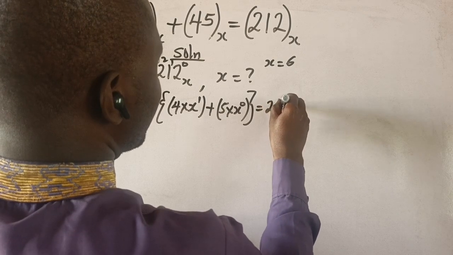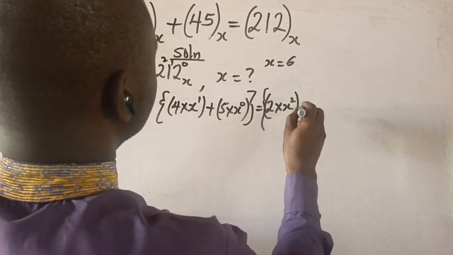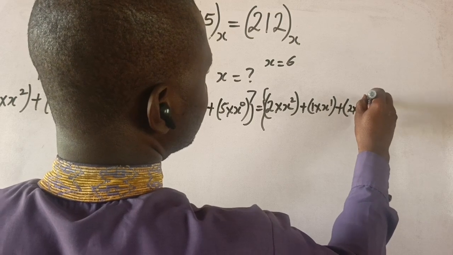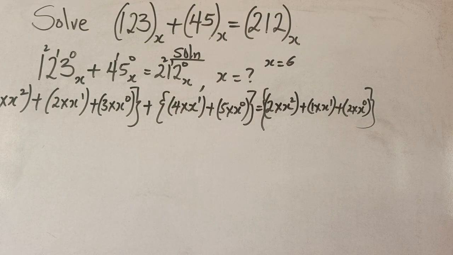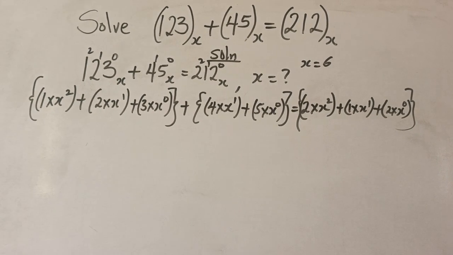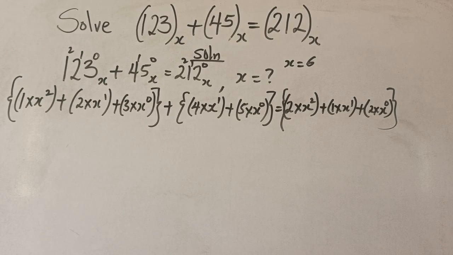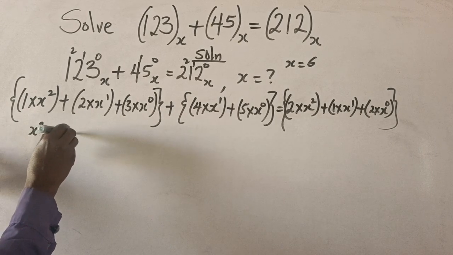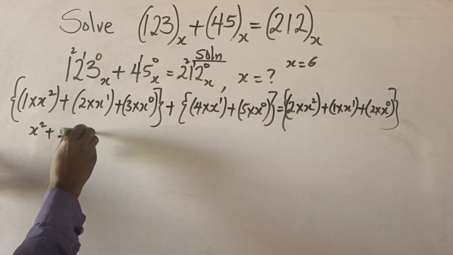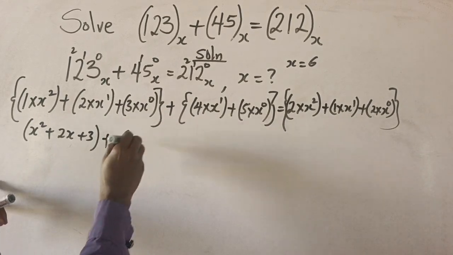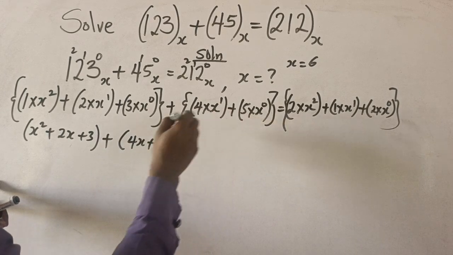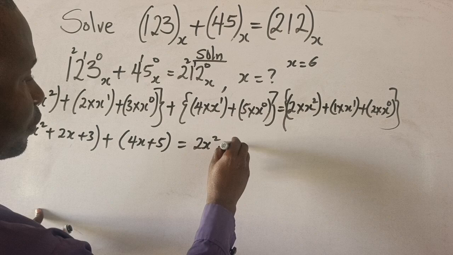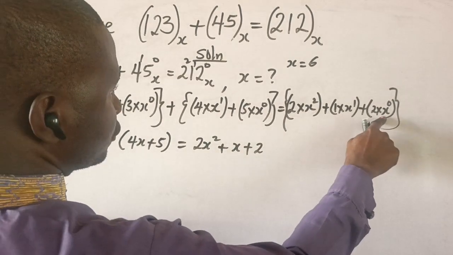equals 2 times x raised to power 2, then plus 1 times x raised to power 1, plus 2 times x raised to power 0. Solving further, we have 1 times x raised to power 2, which is x squared, plus 2 times x raised to power 1, which is 2x, plus x raised to power 0 is 1, times 3, we have 3, then plus 4 times x raised to power 1, we have 4x, 5 times x to power 0 is 1, times 5, we have 5. Then the other side of the equation, we have 2 times x raised to power 2, we have 2x squared, plus 1 times x raised to power 1, we have x, plus 2 times x raised to power 0 is 1, times 2, we have 2.